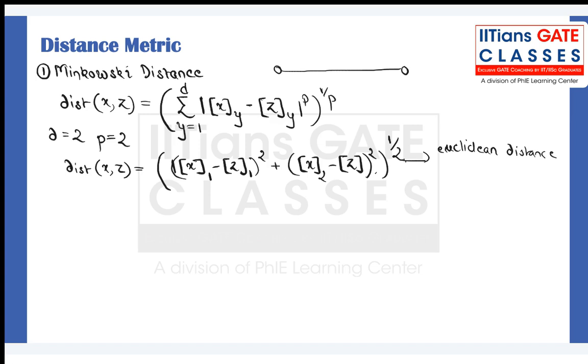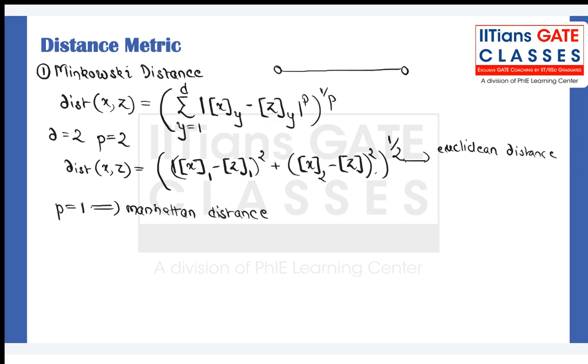Now let's take p equal to 1. If you take p equal to 1, you are not taking the square, neither are you taking the roots. You are just taking the difference across different dimensions, and this is also called Manhattan distance. So have you heard of Manhattan distance? Yes.